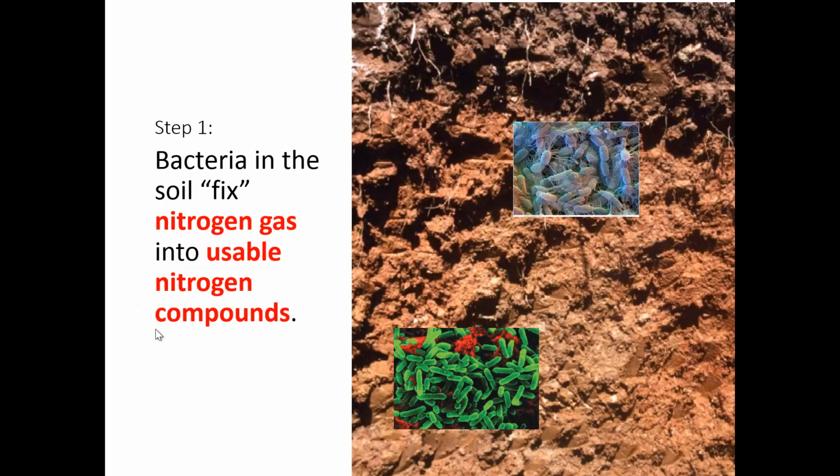The first step of the nitrogen cycle is that bacteria, like what you see here, is located in the soil and it fixes nitrogen gas from the air into usable nitrogen compounds. You'll remember that plants and animals cannot use nitrogen gas in the form it currently is in the air.